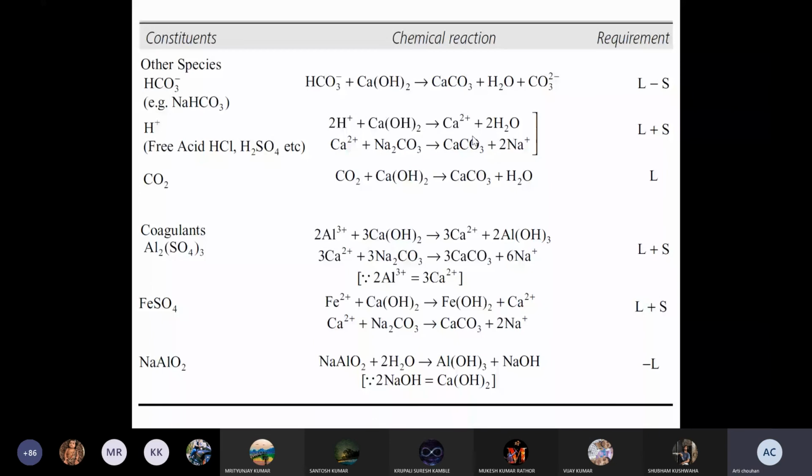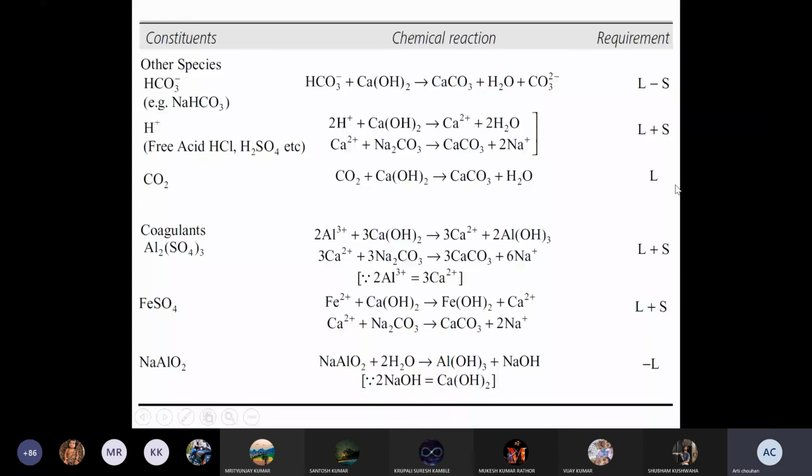Okay, now if dissolved gases like carbon dioxide and dissolved H2S are present in the water, they will also react with the lime and give precipitates of calcium carbonate and H2O. So in this step, the requirement of lime and soda will be one lime only.